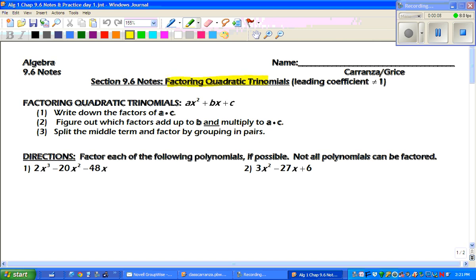Today we're talking about factoring quadratic trinomials where the leading coefficient does not equal 1. Now, when we're factoring a quadratic trinomial, just remember A, B, and C are all the coefficients. We need to write down the factors of A and C, figure out the factors that add up to B and multiply to AC, and then split the middle term by factoring the groups of pairs.